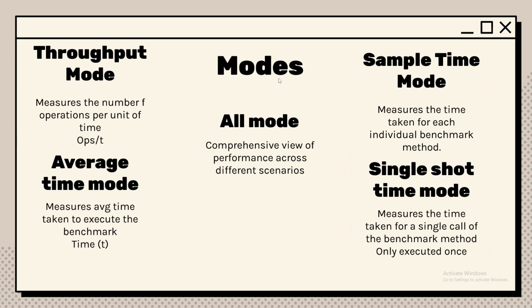These are the modes that you have. You have throughput mode, which measures the number of operations per unit of time. You have average time mode, which measures the average time taken to execute the benchmark. You have sample time mode, which measures the time taken for each individual benchmark method. And we have single shot time mode, which measures the time taken for a single call of the benchmark method, only executed once. And lastly, we have all mode, which provides a comprehensive view of performance across different scenarios.